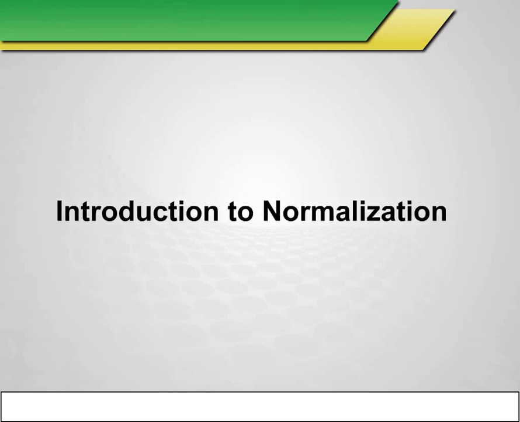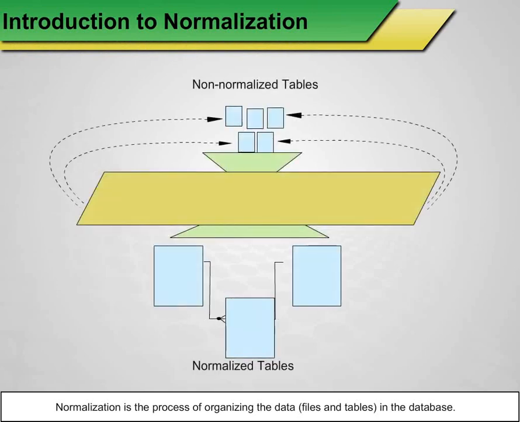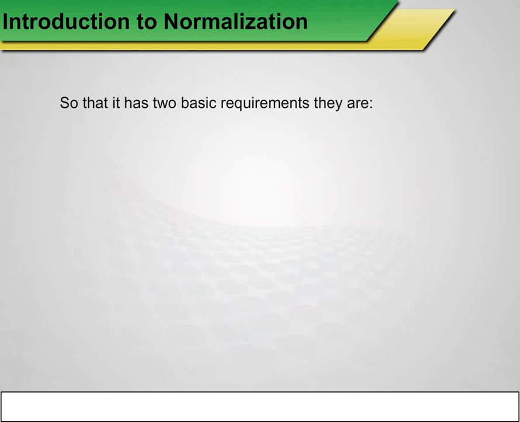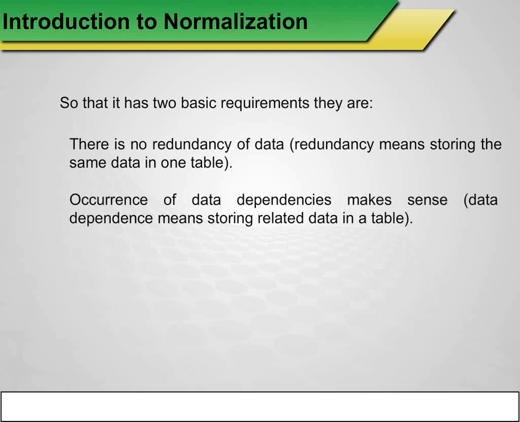Introduction to normalization. Normalization is the process of organizing the data, that is files and tables in the database, so that it has two basic requirements. They are: there is no redundancy of data. Redundancy means storing the same data in more than one table. Data dependencies make sense, that is, data dependence means storing related data in a table.